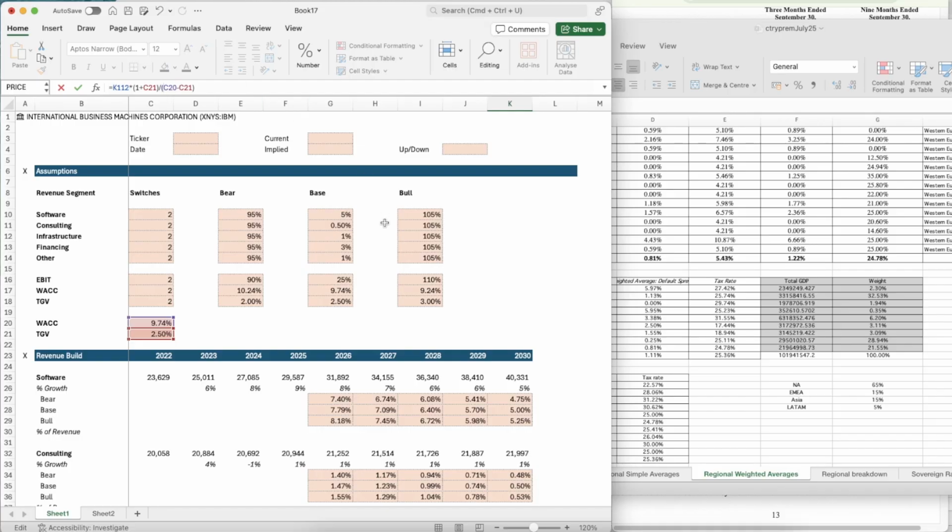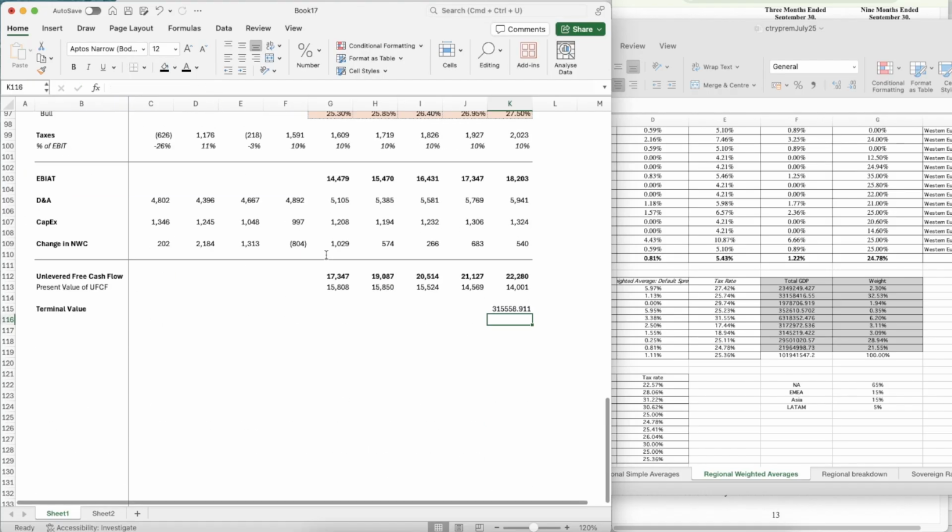Yes, I was getting this wrong on the other one, so it's fixed now. Always do it this way. Your final year of forecasted cash flow, so for the fifth year, multiplied by 1 plus the perpetual growth rate, which is the terminal growth value, divided by your WACC minus your terminal growth value. And there we have it.